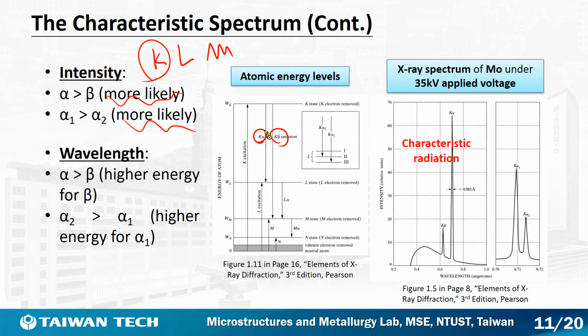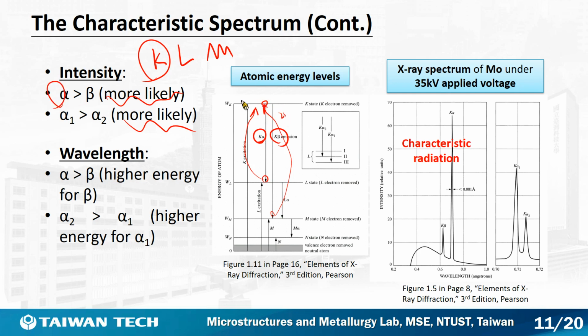alpha would be more likely, but the probability for beta would be less likely. Let's say that again. What is alpha and what is beta? Alpha means from the nearest shell, it moves only one shell. Beta means it moves two shells, so it is more likely for alpha.